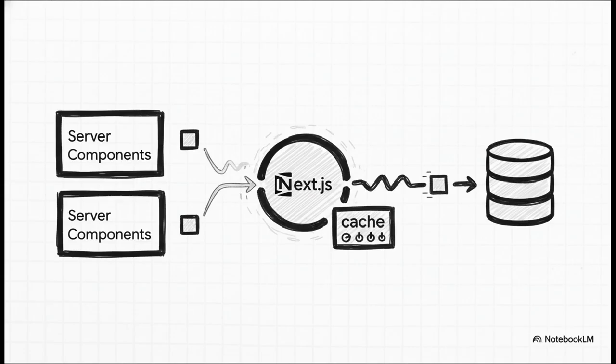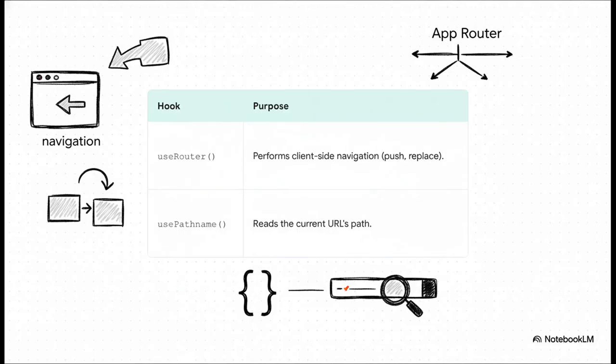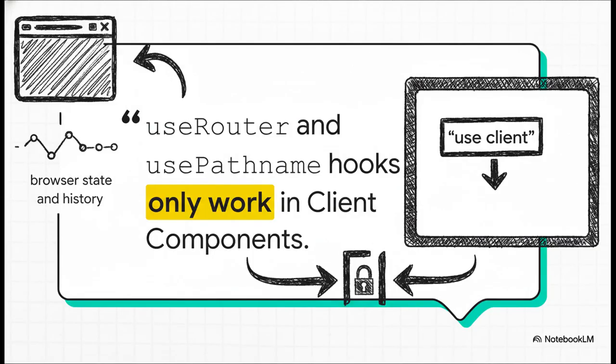It's just so efficient. Now, for moving around the app without that full page reload, we've got a couple of key tools, or hooks. The useRouter hook is what you'll use to programmatically send a user to a new page, and usePathname is super simple. It just tells you what the current URL is. Now listen up, because this is a rule you absolutely have to burn into your brain. Because these hooks need to talk to the browser, to the URL bar, to the navigation history, they can only be used inside of client components. You know, the ones you mark with use client. That is a critical takeaway.